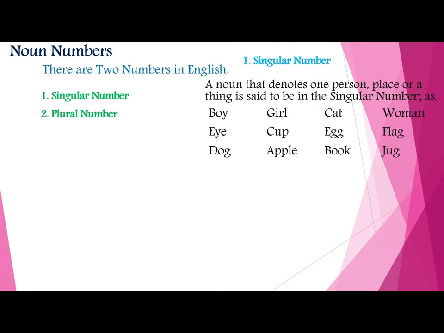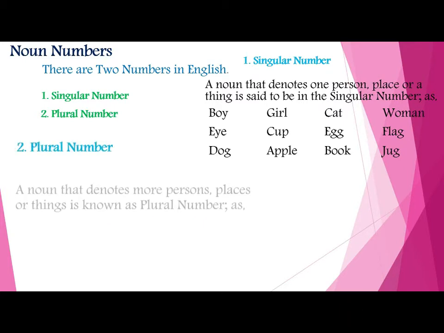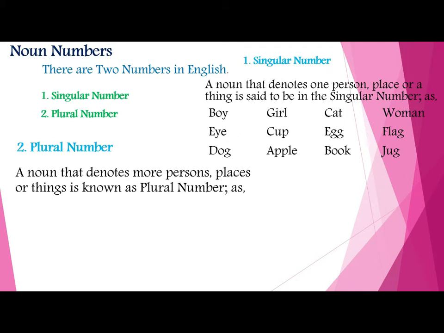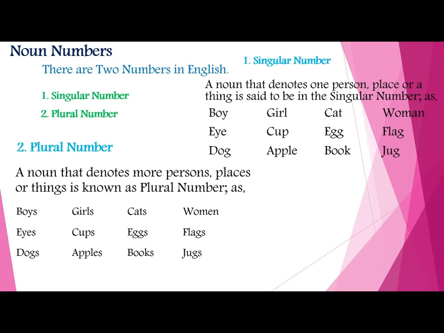Now we describe plural number. A noun that denotes more persons, places, or things is known as a plural number, as boys, girls, cats, women, eyes, cups, eggs, flags, dogs, apples, books, jugs. These are the examples of plural number.